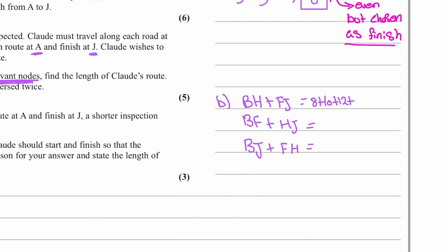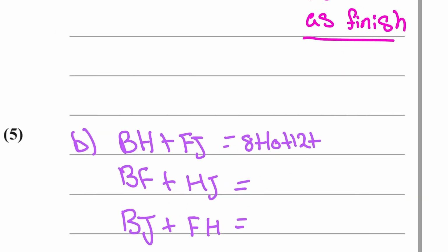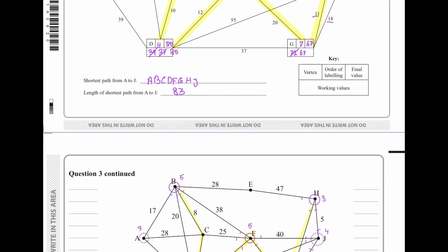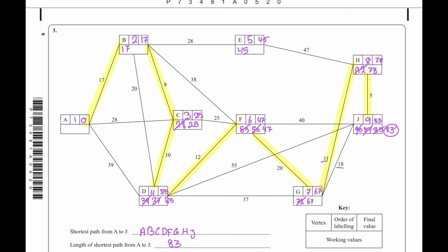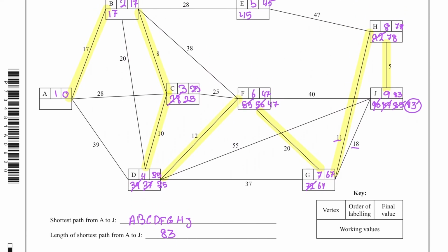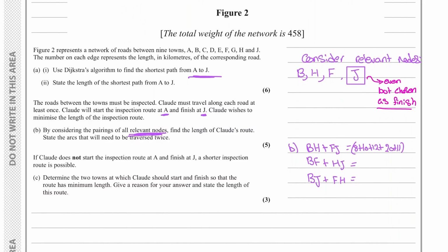Yeah, plus 20 plus 11. Let me put that in brackets. We want to find FJ, so we want to go back up there. Since J is the finishing one, we can just take the total value for J, which is 83, and subtract the shortest path for F, which is going to be 47. So that's 83 minus 47, which is going to give us the shortest path.